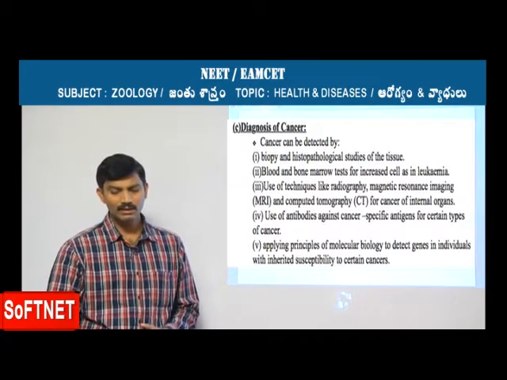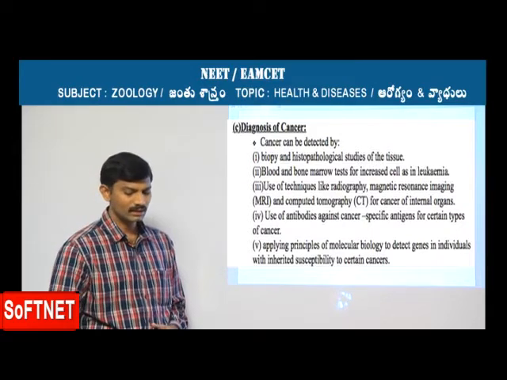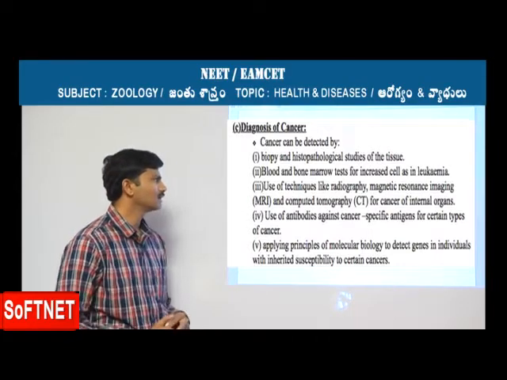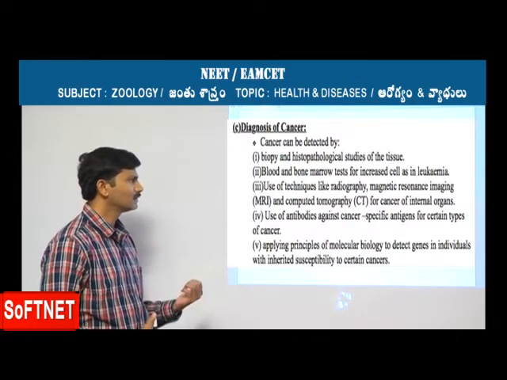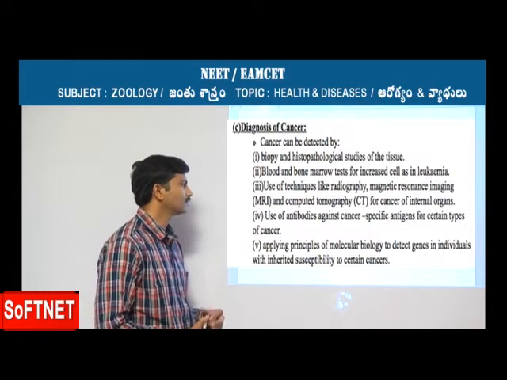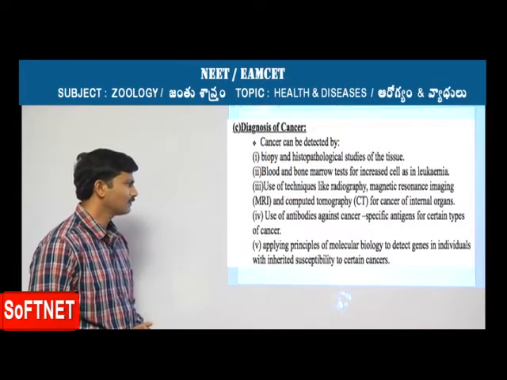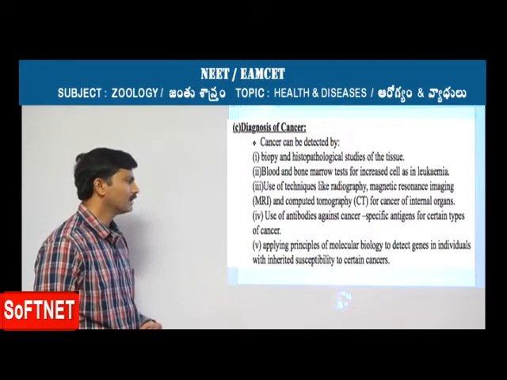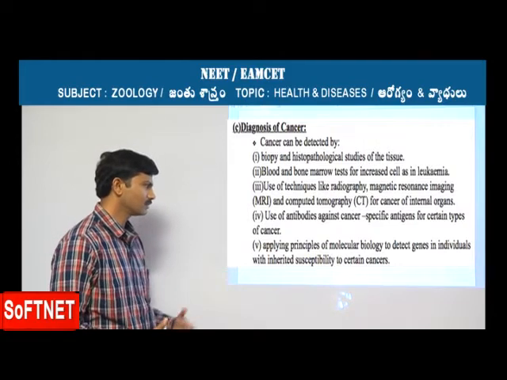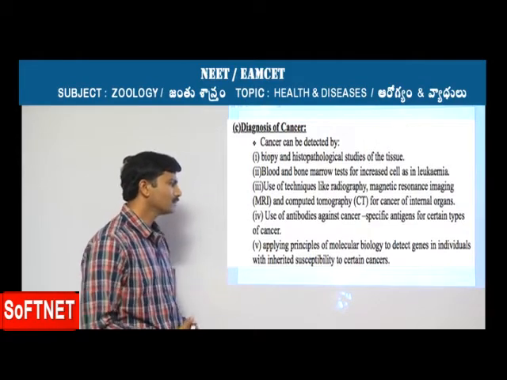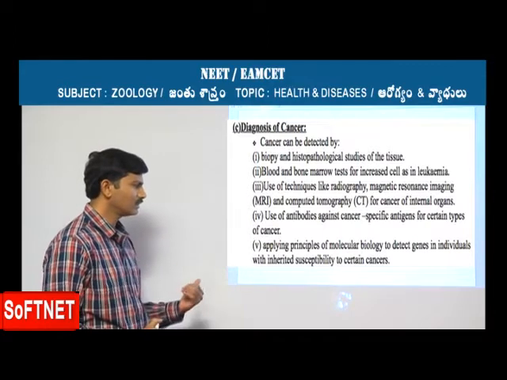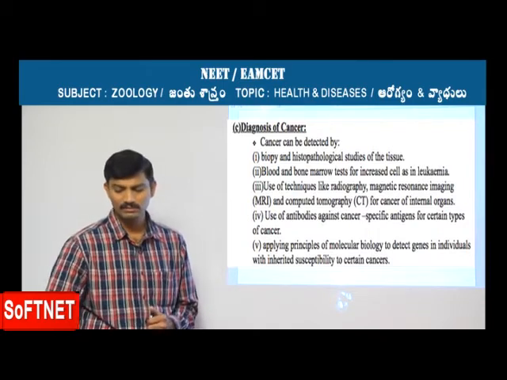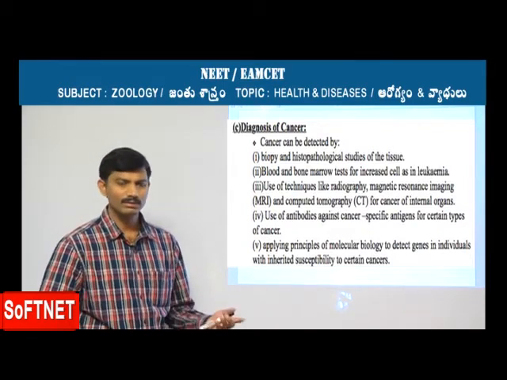And then coming to how these cancers can be detected or diagnosed. Cancers can be detected by biopsy and histopathological studies of the tissue, and blood and bone marrow tests for the increased cells of leukemia, and techniques like radiography, MRI, CT scans, especially for the internal organs, and use of antibodies against the cancer, specific antigens for certain types of cancers. And applying the principles of molecular biology to detect the genes in individuals with inherited susceptibility, especially for certain types of cancers only, where we are able to detect those cancers.